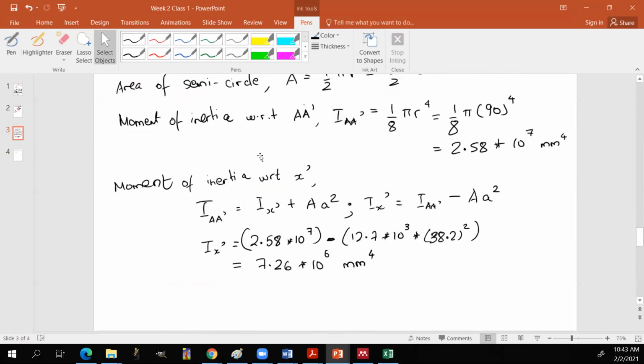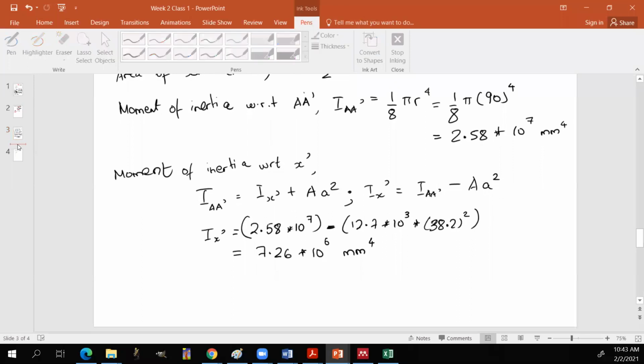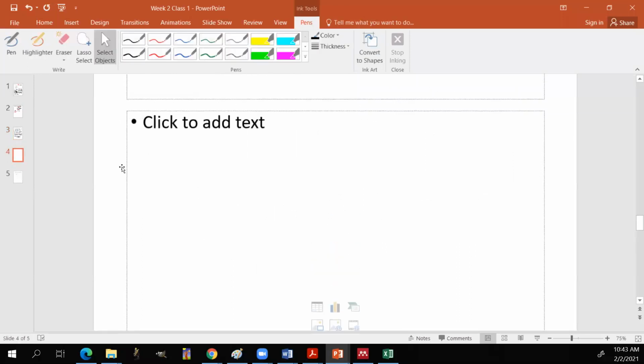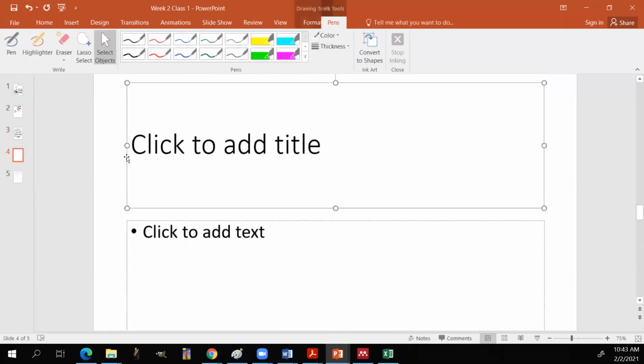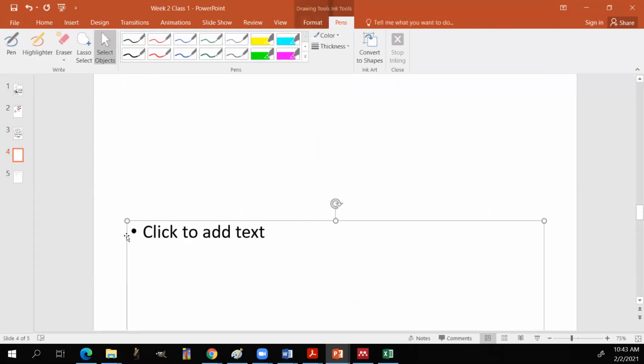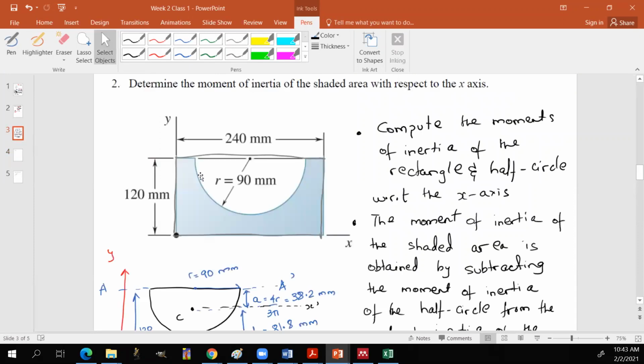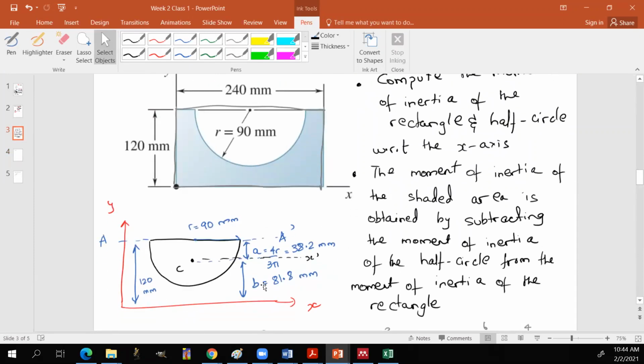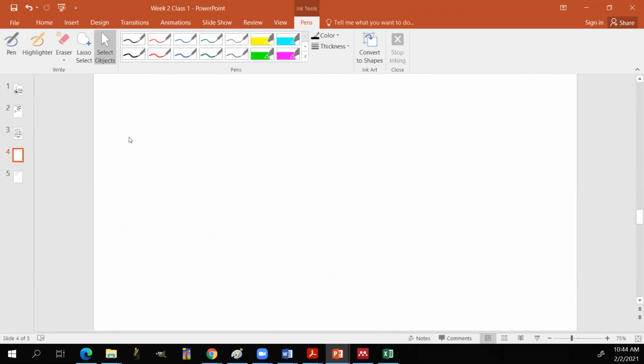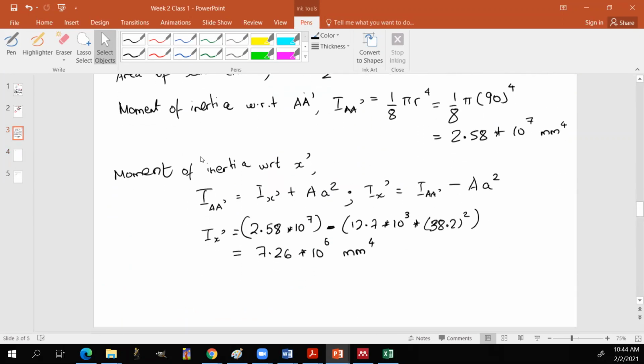So let's see, in your page. So Ix is equal to my moment of inertia about my centroid, right? About the x prime plus, now what is the addition going to be? It's going to be the area times b squared, right? Little b squared. Whoops.